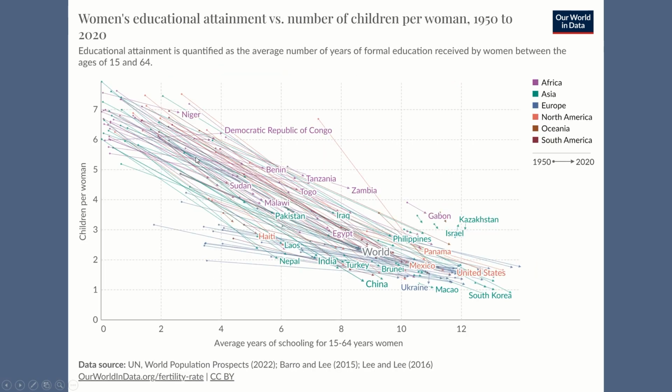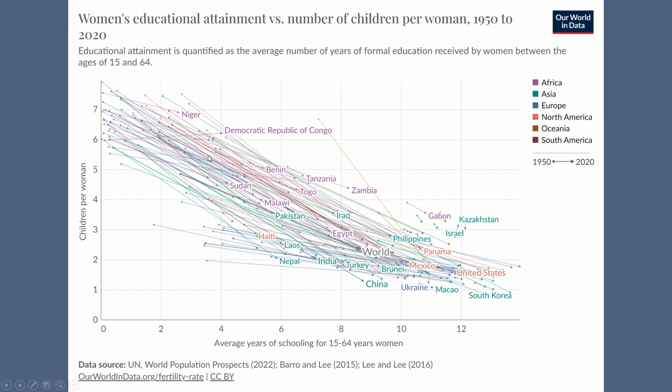Another way of looking at it is looking at women's educational attainment. What is the correlation between that and the number of children per woman, or the fertility rate? In 1950 to 2020, what we see is there's been a very profound decline in fertility. If you look at the average years of schooling for 15 to 64-year-old women in that age bracket, you see also a significant decline, and these two declines correlate with each other quite well.